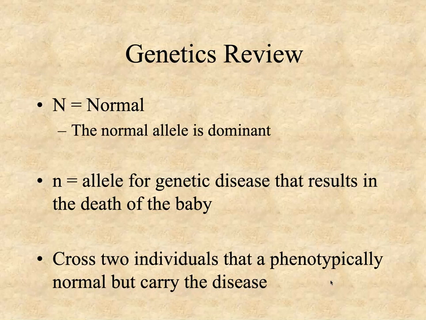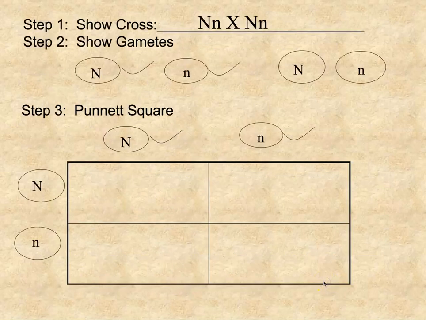Well, if the disease is recessive, being normal would be dominant, and the disease would be indicated by a lowercase n, which means it's recessive. So let's say you cross two individuals that are phenotypically normal but carry the disease. Well, if they're phenotypically normal but they carry the allele, that means you're crossing two heterozygotes.